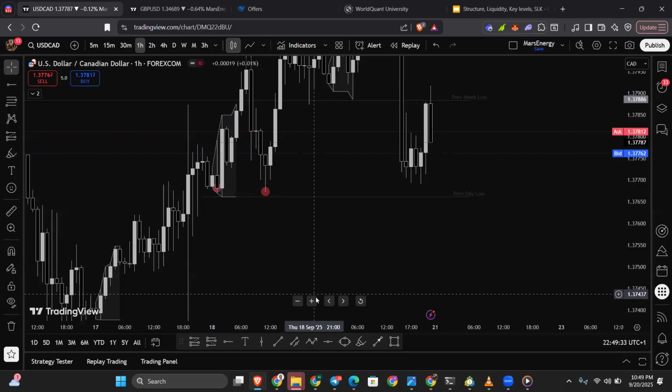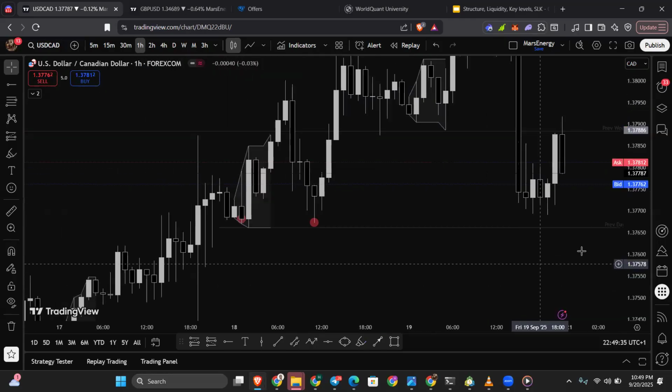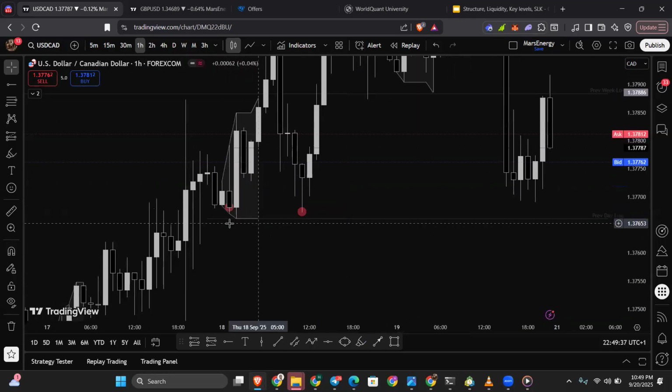now this is not a sweep for me. I will not take this as a sweep of liquidity because this low is still standing. And remember, this low is the Asian low, right? So this low is still standing. You see that this particular move did not actually take out this low, rather it reacted from this key level. So that means in this zone, for me, I have a double bottom.